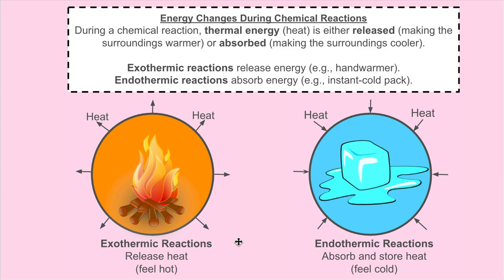The term for chemical reactions that release energy to the surroundings and feel hot is exothermic reactions. So, for instance, when you use one of those instant hand warmers, the chemical reaction releases heat to the surroundings, making it feel warmer. The term that is used for reactions that absorb and store thermal energy is endothermic reaction. And these reactions make things feel colder, like an instant cold pack.